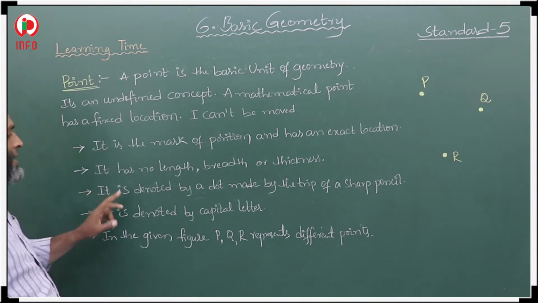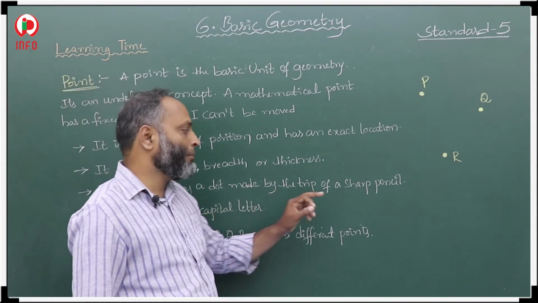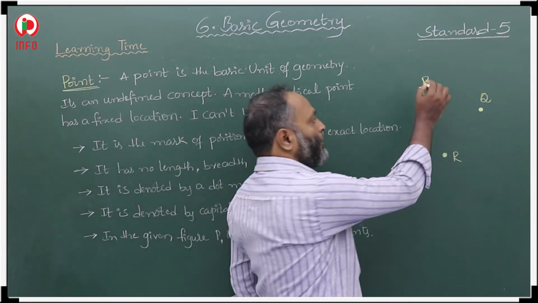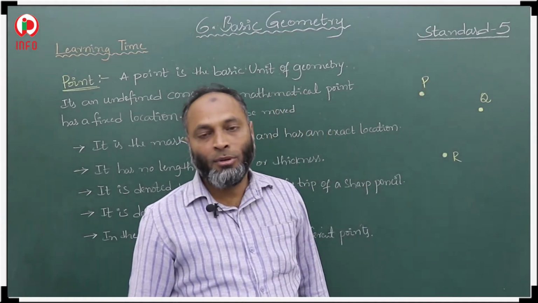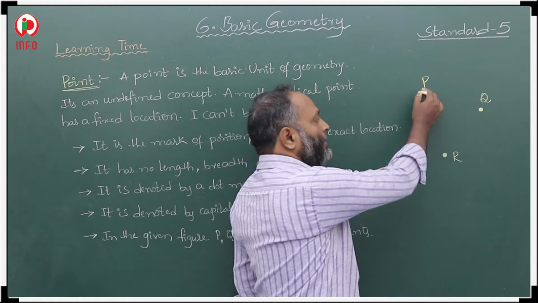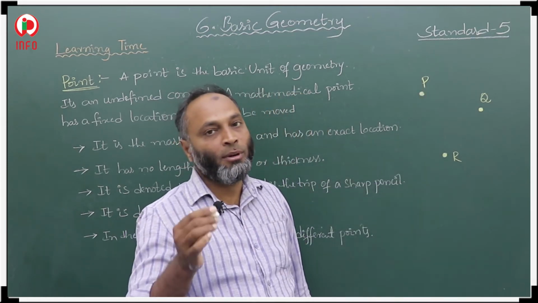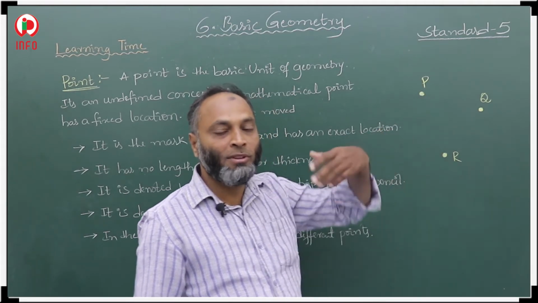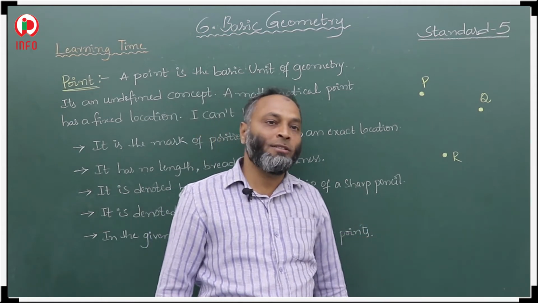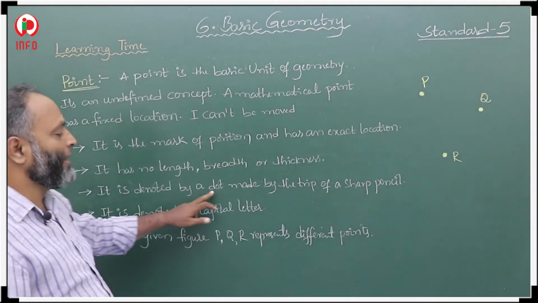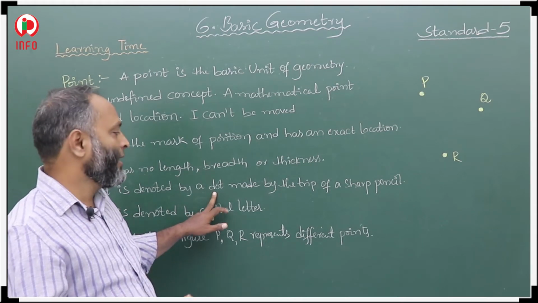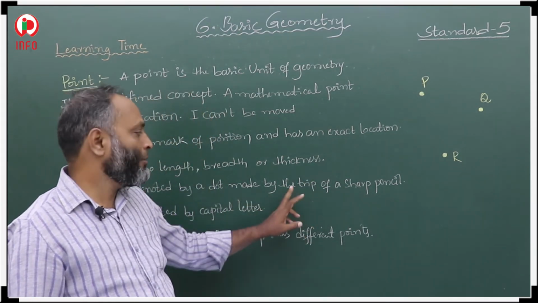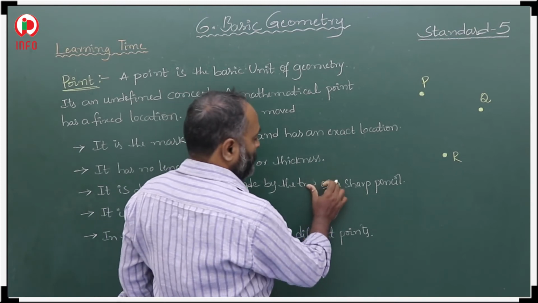Then it is denoted by a dot made by the tip of a sharp pencil. How do we denote it? Using the tip of a sharp pencil, we denote a point like this. So a dot. How do we show the dot? By using the tip of a sharp pencil. So this represents a point. That is why we say an exact definition is not there. It is denoted by a dot made by the tip of a sharp pencil.